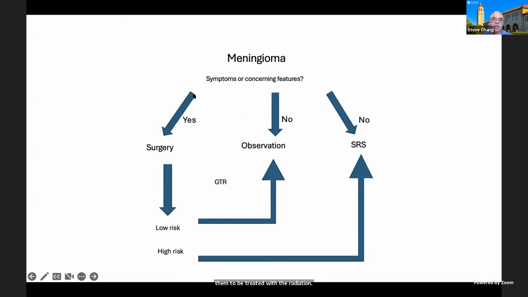And likewise, if a patient comes in with a larger tumor, needs treatment, but is high risk for surgery, let's say they have cardiac disease or pulmonary disease, or are just not a good candidate for general anesthesia, then oftentimes we'll take the patient to radiation as well.